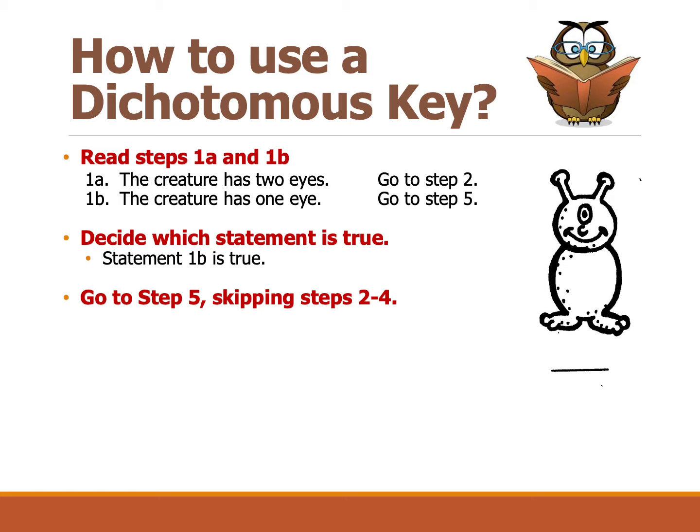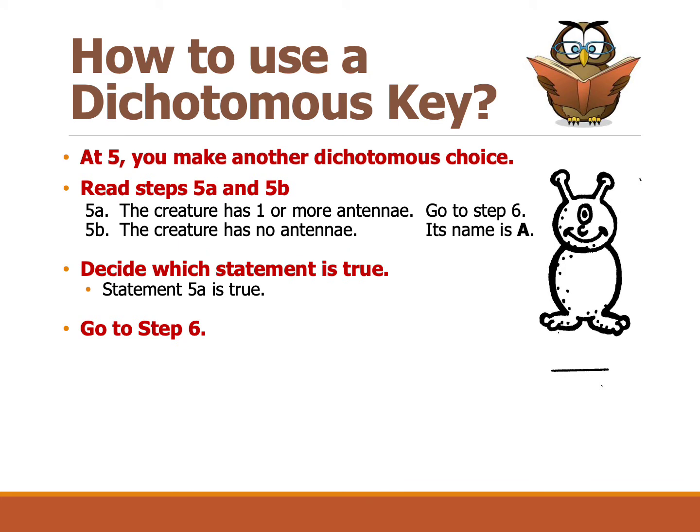So the steps have the choices here. The creature has two eyes, or the creature has one eye. This creature has one eye, and that tells us to go to step 5, okay? Statement B is true, so we follow what it says to do, and it says go to step 5. At step 5, it asks us two more questions: the creature has one or more antenna, or the creature has no antenna. If the creature had no antenna, its name would be A, but our creature here has two antennas, so it says to go to step 6.